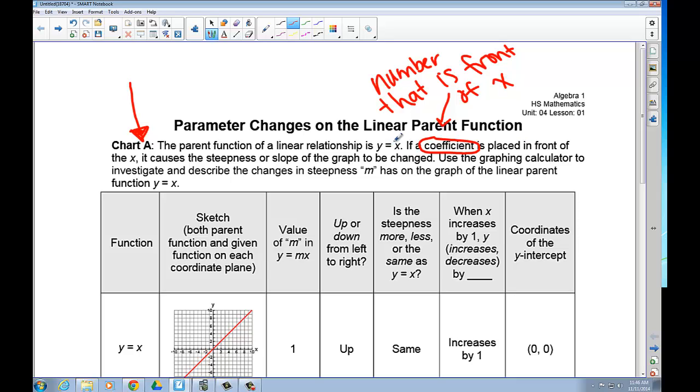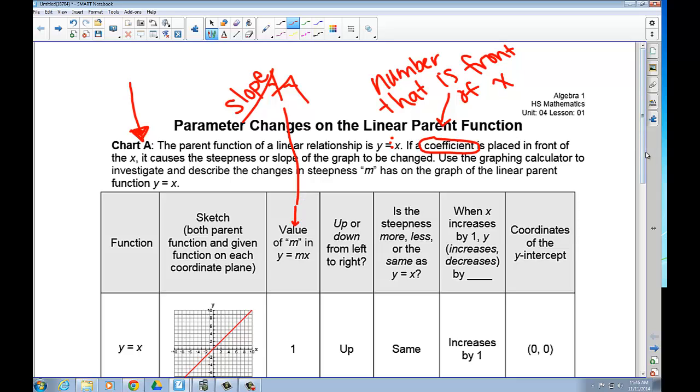And right here, when we look at y equals x, it's actually that understood 1. We don't write 1, but we know that our slope is equal to 1. How do we know it's our slope? Because when we write y equals mx, m, we have little mountains, little mountain ranges to help us remember. Mountains have slope, and that m represents slope. So it's all coming together, all tying together.